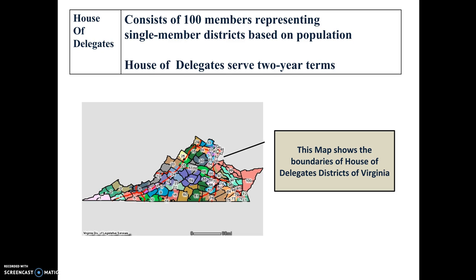The lower house is called the House of Delegates. This consists of 100 people, 100 members, and these 100 members come from districts. The district map for the House of Delegates is the map that you're seeing on the lower part of the screen right now. These delegates from these different districts are elected by the people that live there, and they serve for 2-year terms. So keep in mind that there are 40 senators, 100 delegates. They represent a district or an area of the state of Virginia and the population that lives within that part.